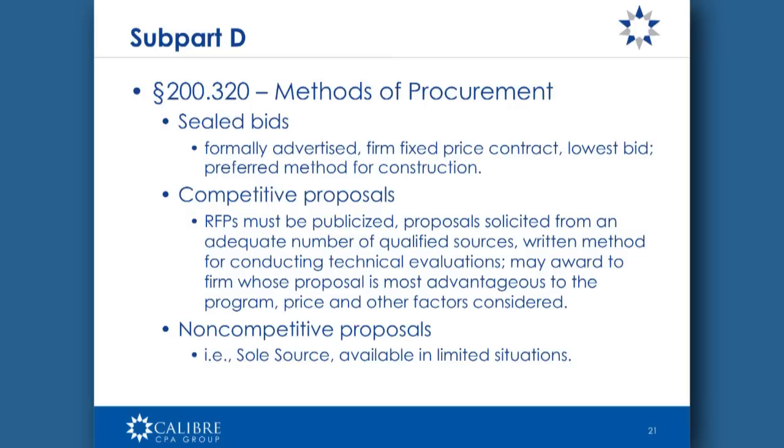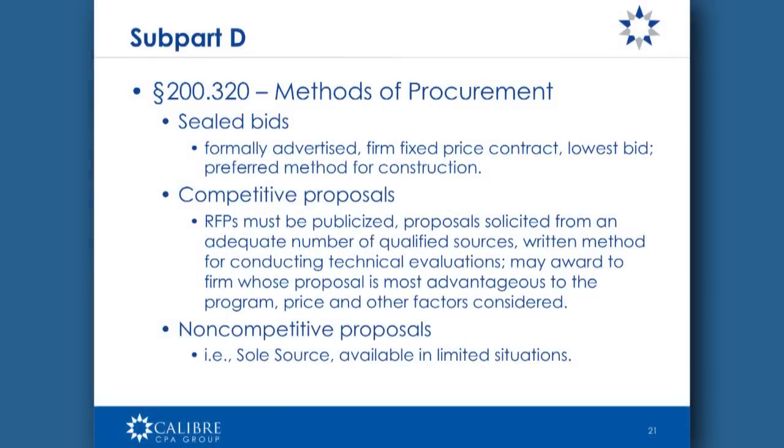Competitive proposals is probably the most common. I mean, this is your typical RFP process. You send out a request for services to a selected group of service providers, and come back with whomever you see as most fit. May not be the lowest cost, but you need to justify it in some manner. And then lastly is non-competitive proposals, also called sole sourcing. And this is very limited, really only in a situation where there's basically one person or one entity that can provide the service you're looking for. Should be used very rarely.